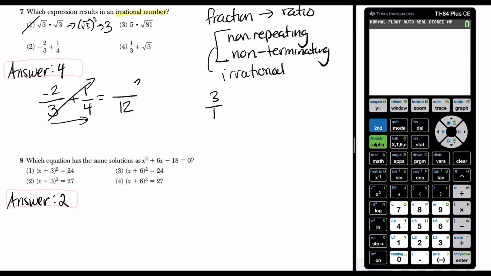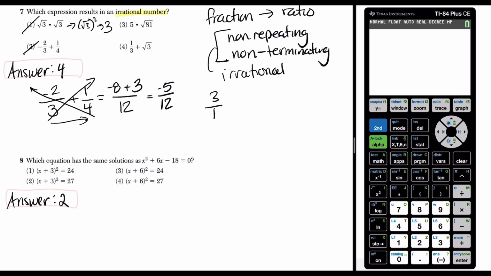3 times 1 is positive 3. And 4 times negative 2 is negative 8. Negative 8 plus 3 is going to give me negative 5. So negative 5/12, that is a simple fraction. It works.